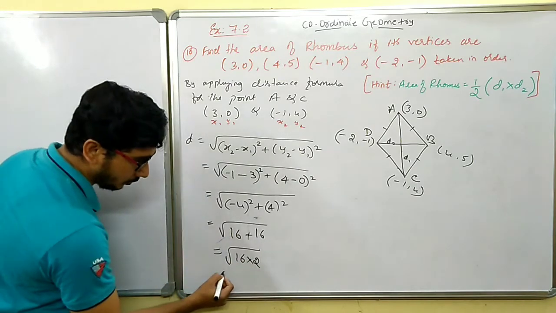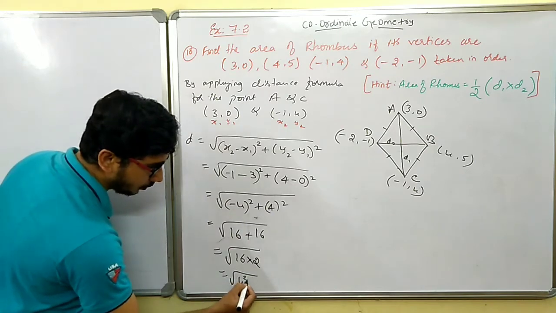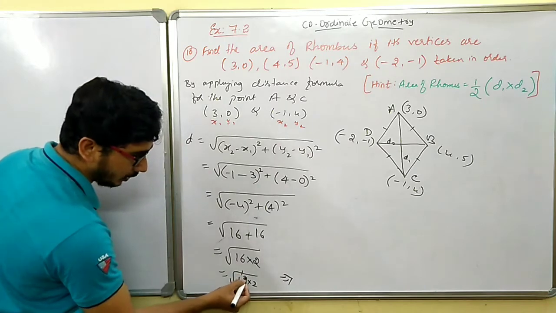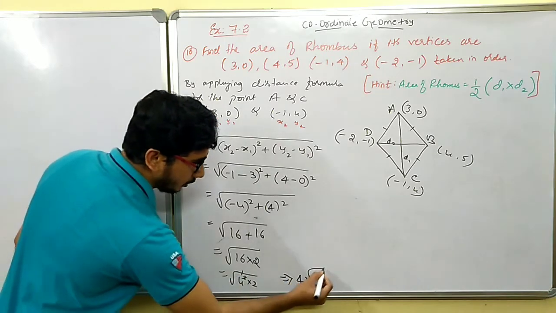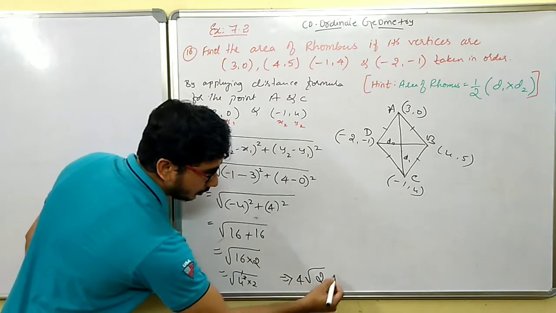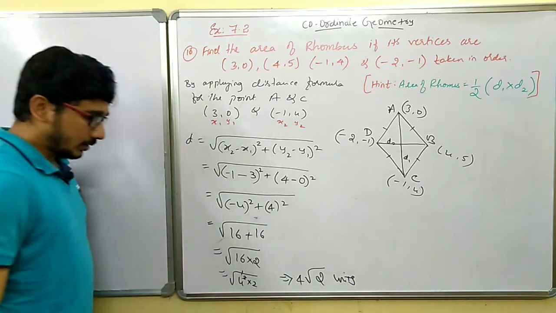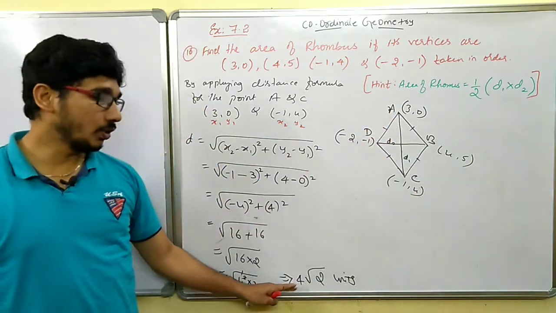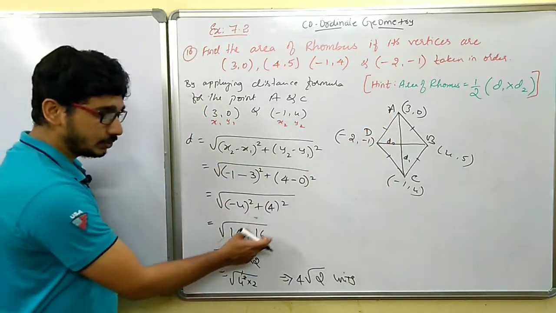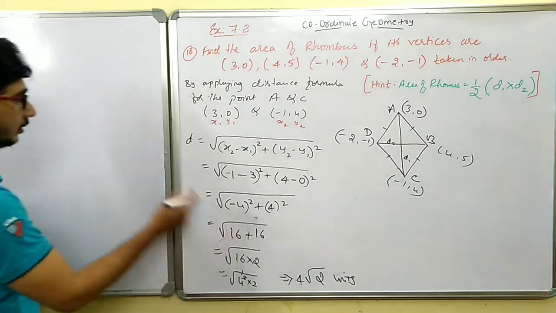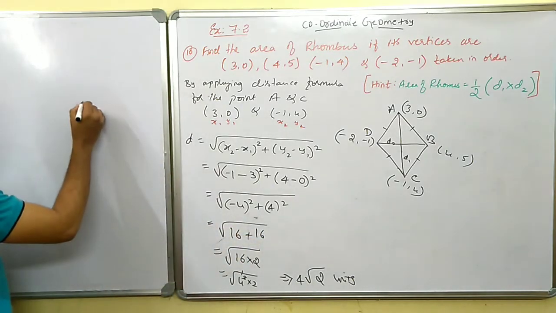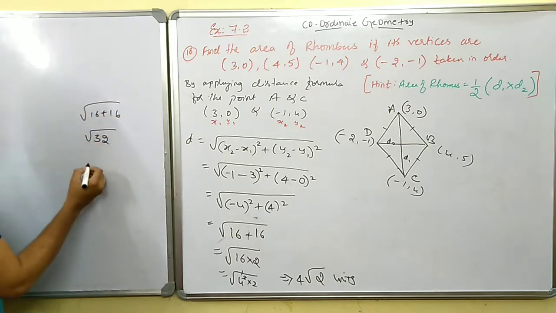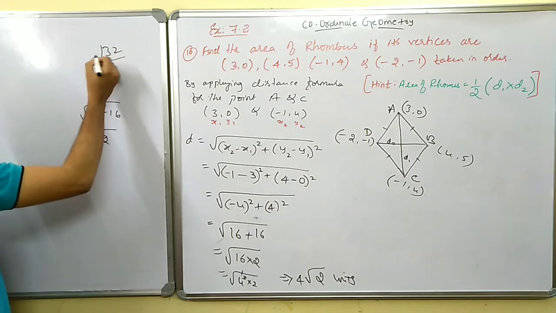Now 16 can be written as 4 square into 2. So square and root will get cancelled, 4 will come out, and this 2 will remain inside the root. So this distance is 4 root 2 units. If you have any confusion here, I think it will not be there. So 16 plus 16, just let me simplify here: 16 plus 16 is 32. 32 can be written as how much?